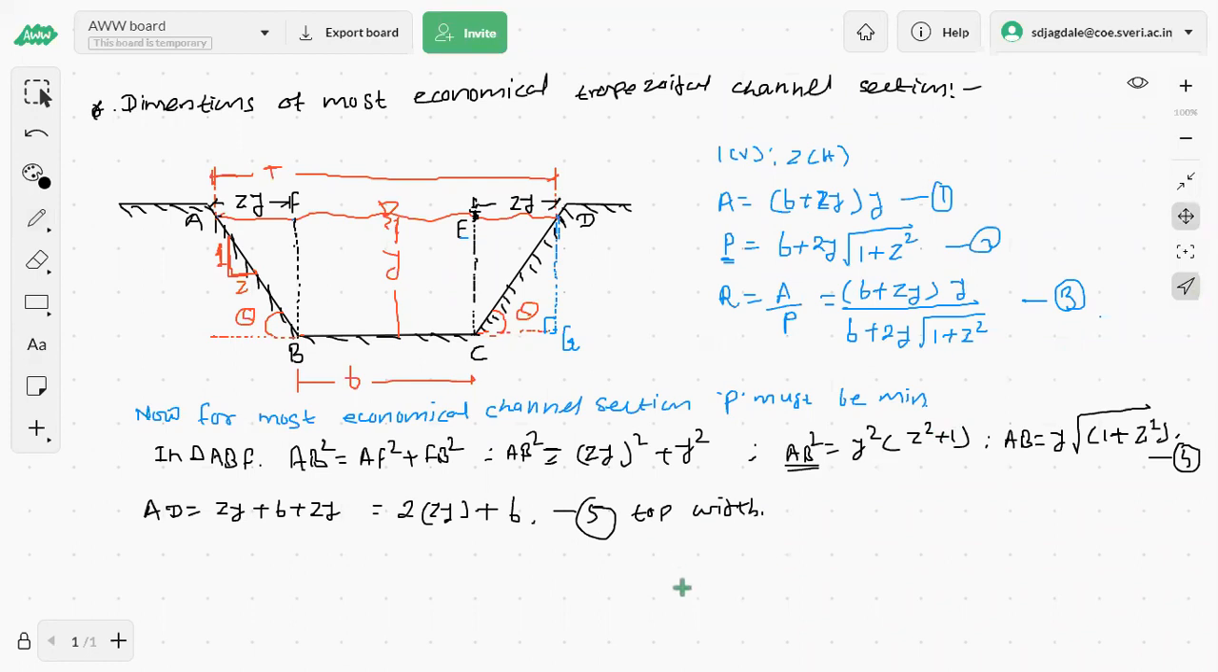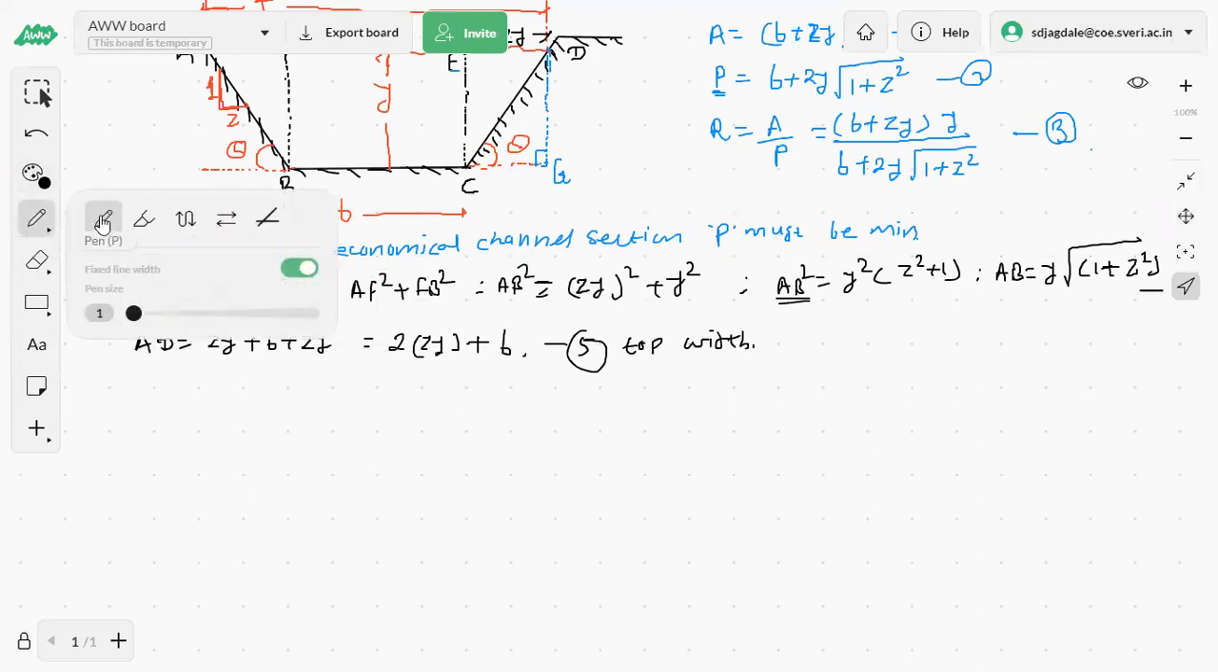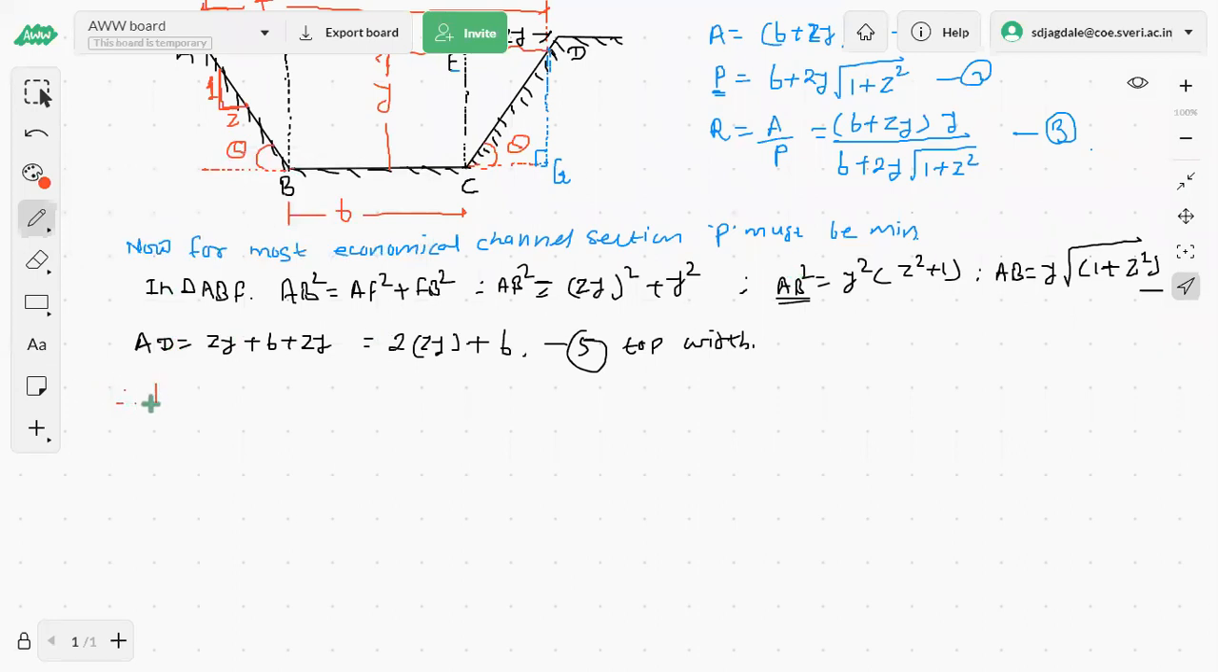Now for maximum discharge, or to have an economical channel section, the P must be minimum. That means the differentiation of P with respect to y must be zero. So consider that condition now. Therefore, dP by dy must be equal to 0. That is, d by dy of the wetted perimeter, that is B plus 2 times y under root 1 plus z square, is equal to 0. That means you have to equate it to 0.